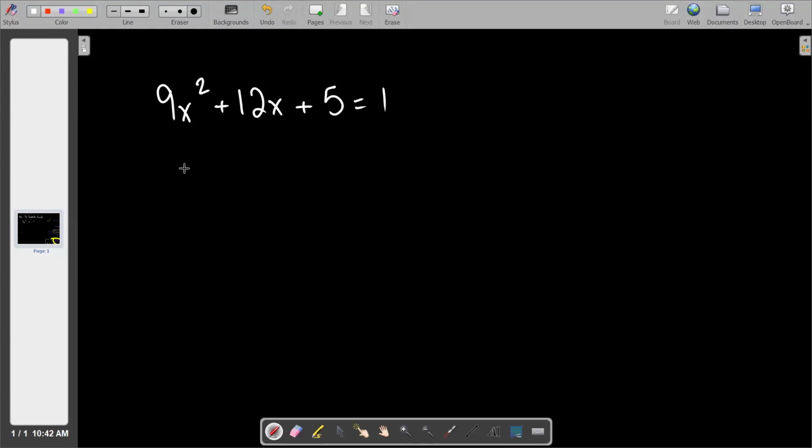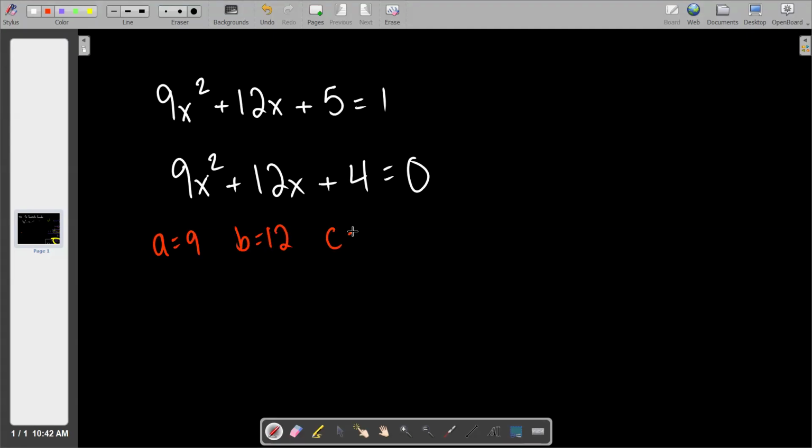So first thing we're going to do is move the 1 to the other side. We're going to have 9x squared plus 12x plus 4 is equal to 0. And we're off to the races. Let's get this done so you guys can get some work done. What's A? What's B? What's C? Good.